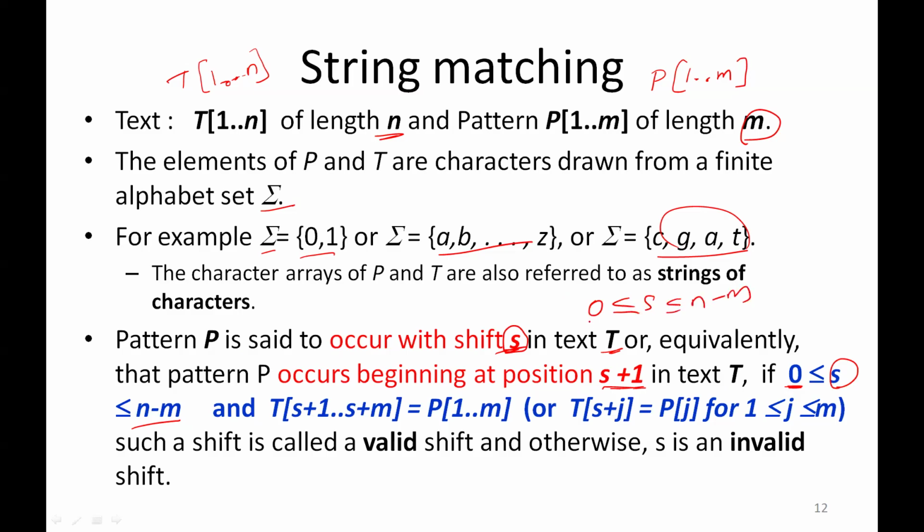So the value of s can be 0. That means you're not shifting anything. The value of s can be 1. That means you're performing a single shift. The value of s can be 2. That means you're performing a double shift and so on.